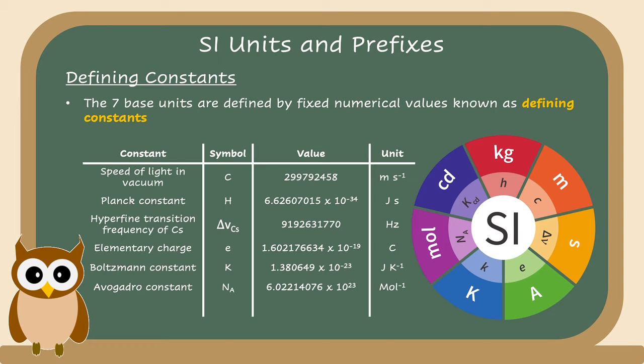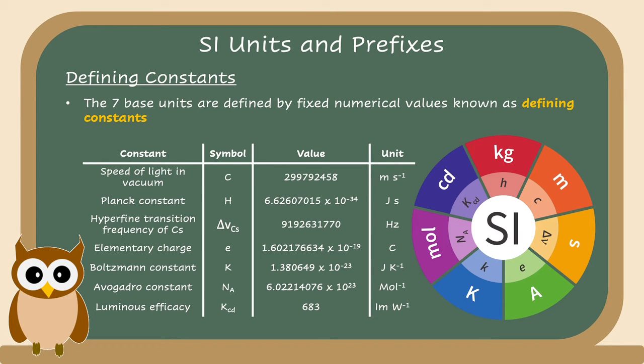Avogadro's constant defines the mole, which is the amount of substance of a system that contains 6.02214076 times 10 to the power of 23 specified elementary entities.